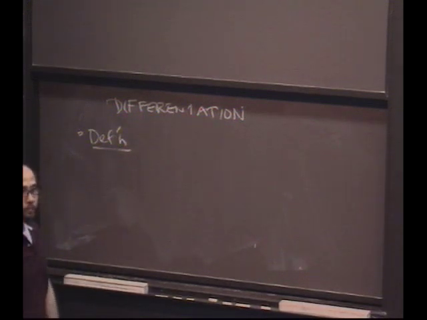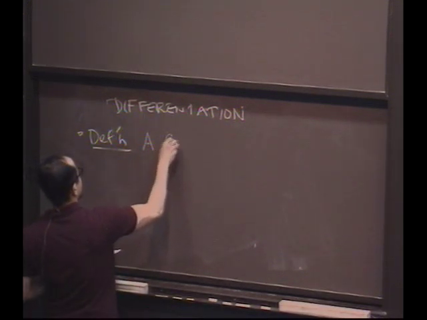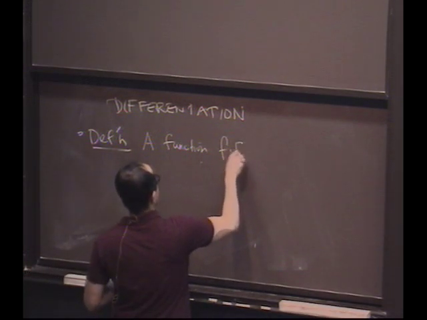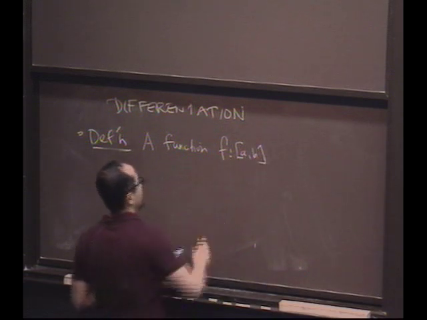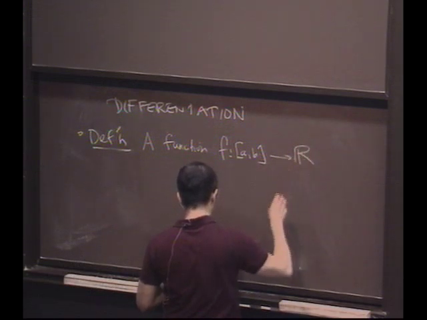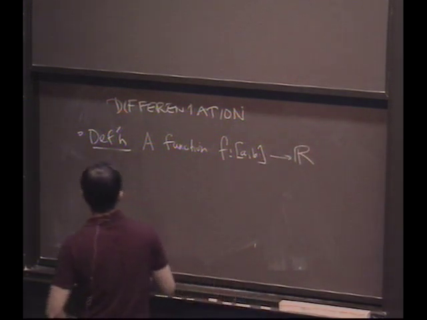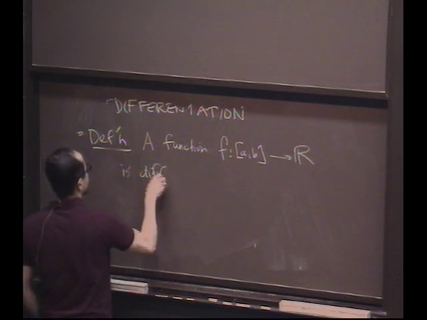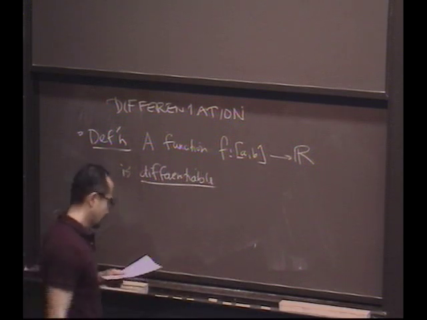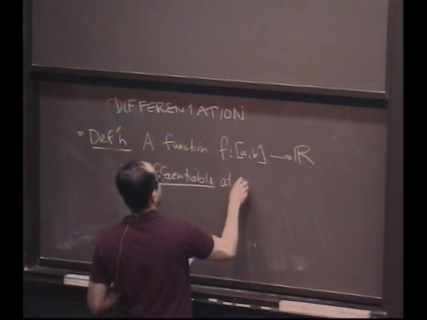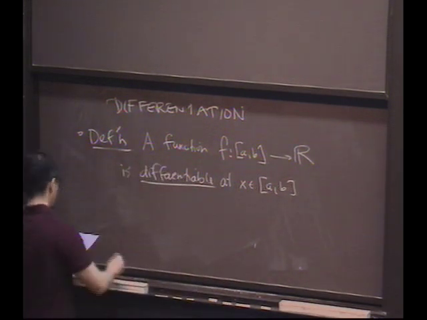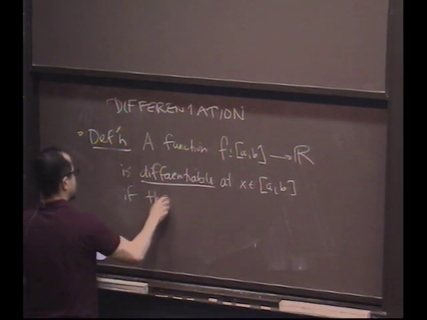So let's make a definition. We're going to be dealing now with real valued functions. So suppose we have a function that's defined on some closed interval [a, b], and it spits out a real number. We're going to say that this function is differentiable at x in this interval [a, b] if this limit exists.